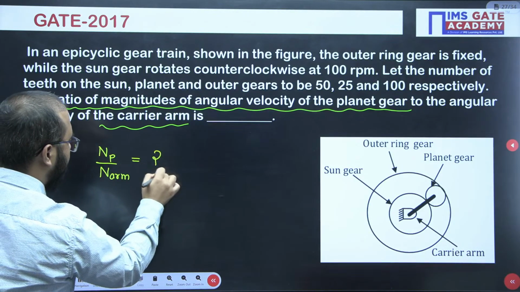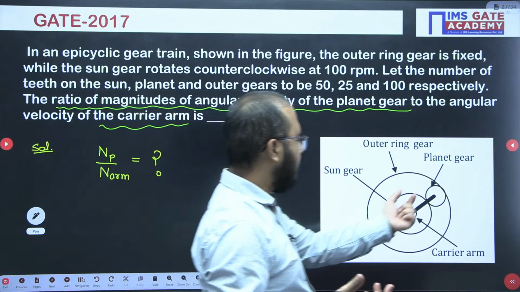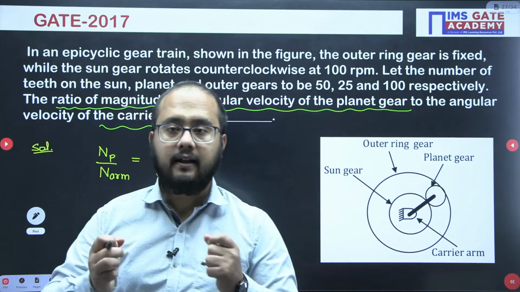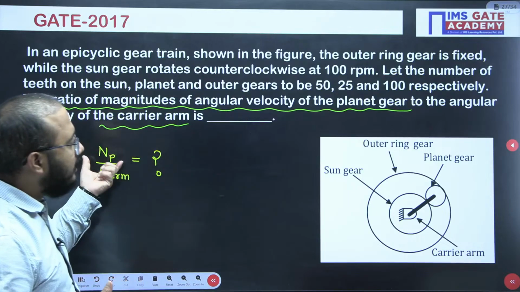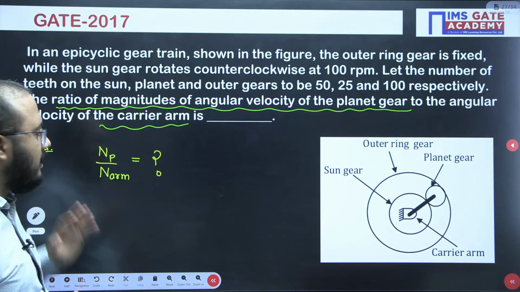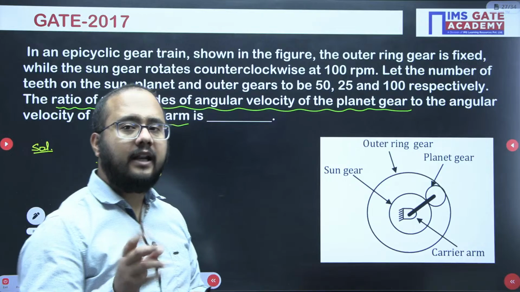This is what they are going to ask. So, a simple planetary gear system: the sun gear meshes with the planet gear, and the planet gear meshes with the ring gear. So the ratio of the velocity they are asking is the angular velocity of the planet gear divided by the angular velocity of the carrier arm. Now we can solve this question very easily.